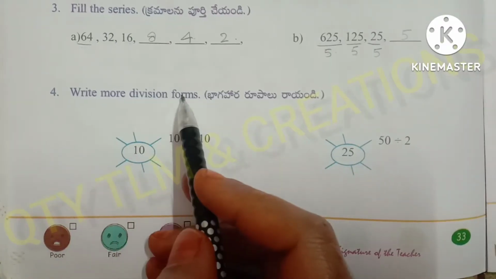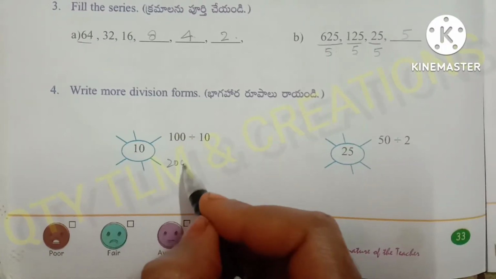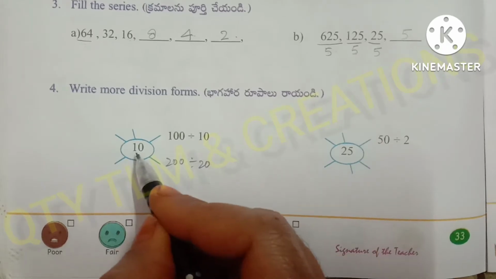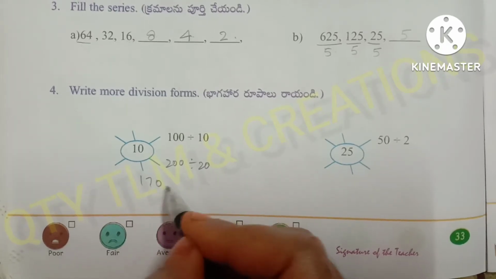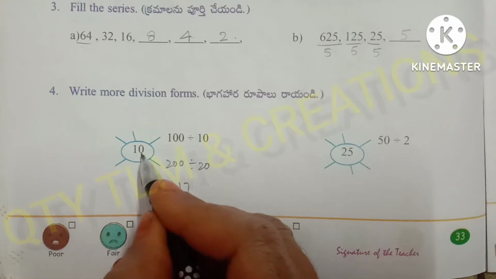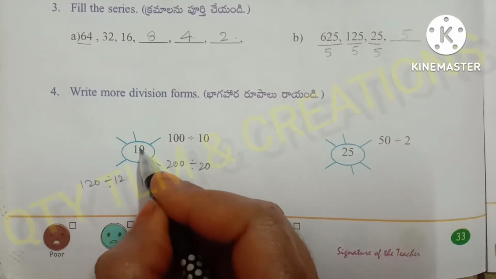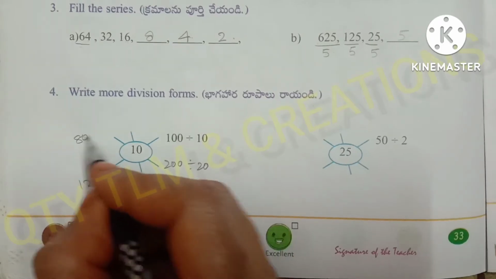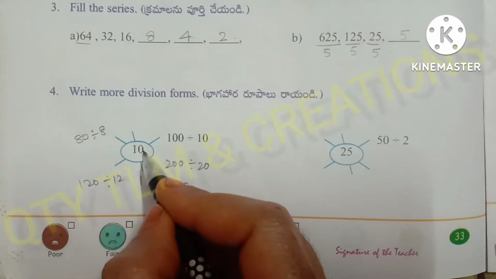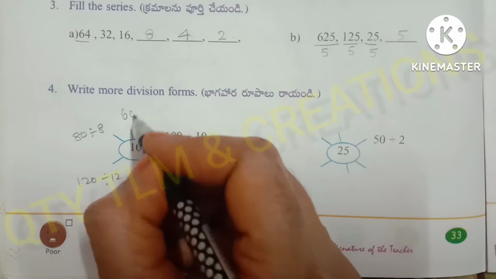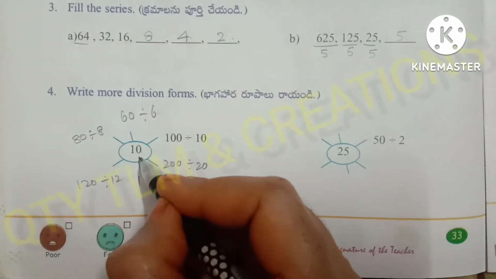Write more division forms. 10. 200 divided by 20, we get 10. 170 divided by 17, we get 10. 120 divided by 12, we get 10. 80 divided by 8, we get 10. 60 divided by 6, we get 10.